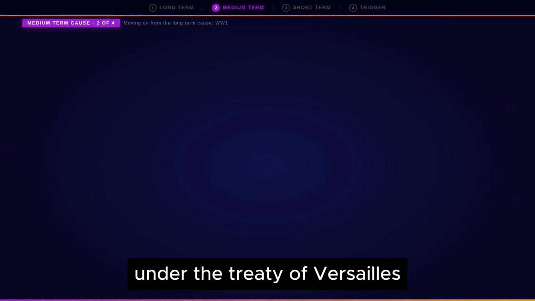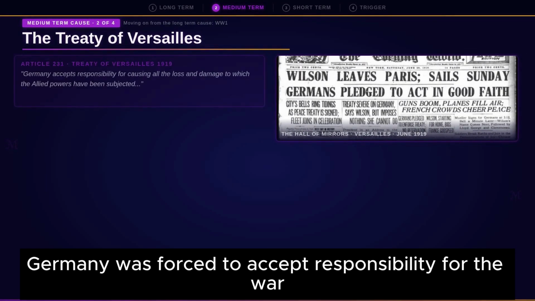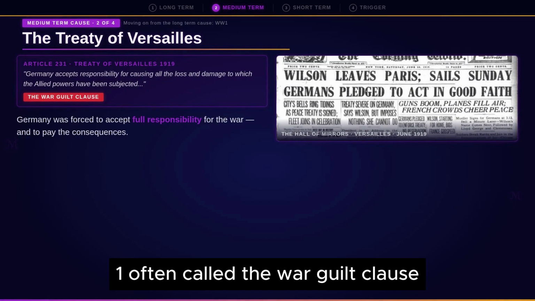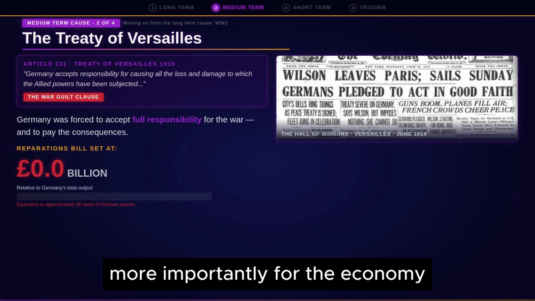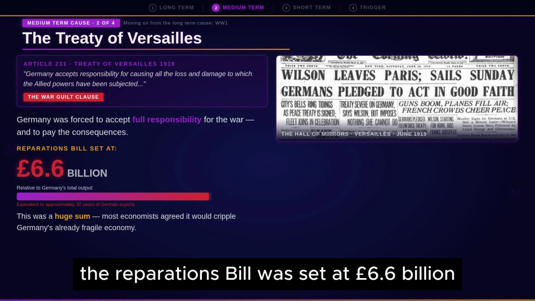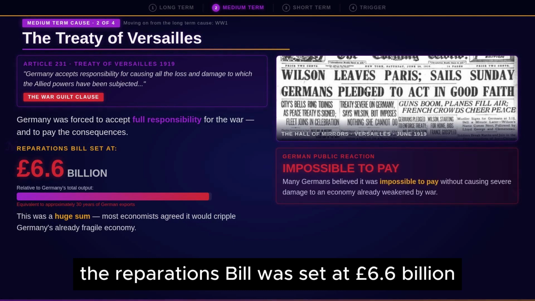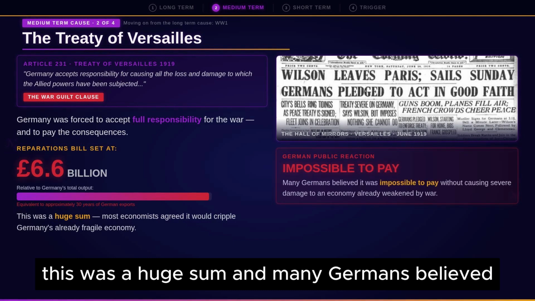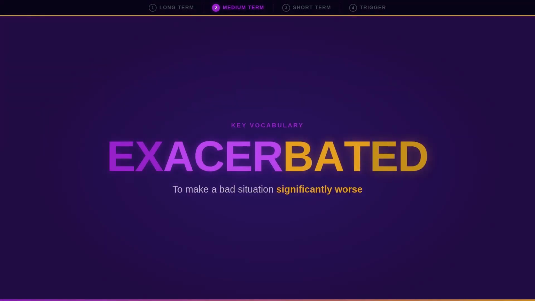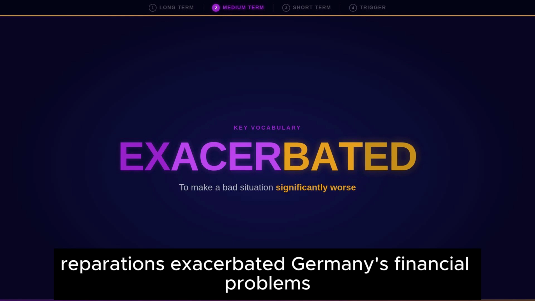Under the Treaty of Versailles, Germany was forced to accept responsibility for the war through Article 231, often called the War Guilt Clause. More importantly for the economy, Germany had to pay reparations to the Allied powers. The reparations bill was set at £6.6 billion. This was a huge sum, and many Germans believed it was impossible to pay without damaging the economy. Reparations exacerbated Germany's financial problems.